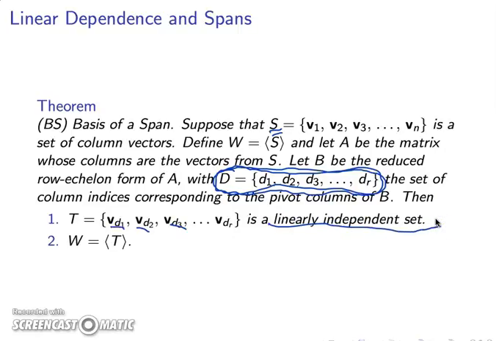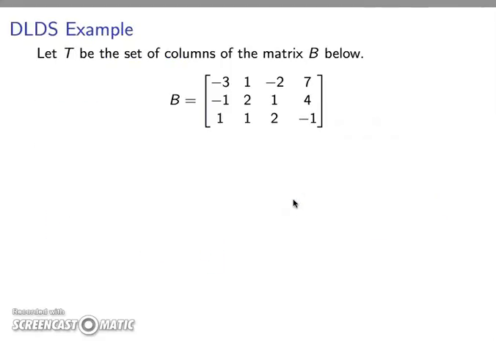So this is important because it's a way of selecting a subset that is linearly independent, and it also has the property that the span of this subset is exactly equal to the span of the original set, which is here called W. So this is a way of selecting a subset that is linearly independent and spanning, also known as a basis. So here we have an example.